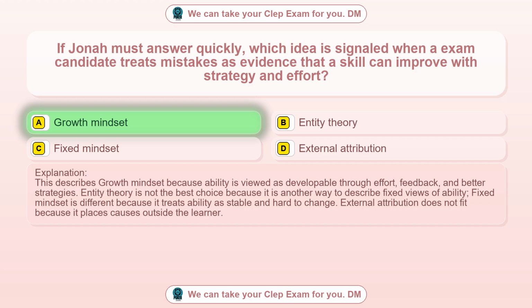This describes growth mindset because ability is viewed as developable through effort, feedback, and better strategies. Entity theory is not the best choice because it is another way to describe fixed views of ability. Fixed mindset is different because it treats ability as stable and hard to change. External attribution does not fit because it places causes outside the learner.